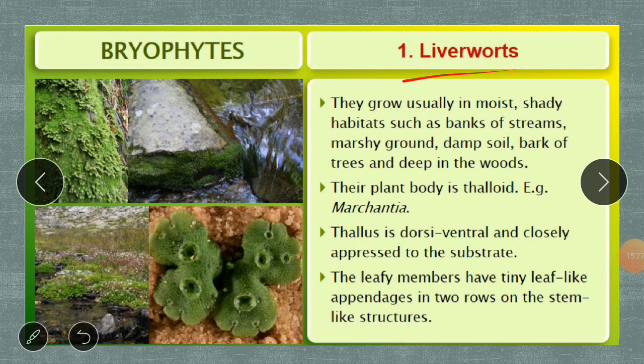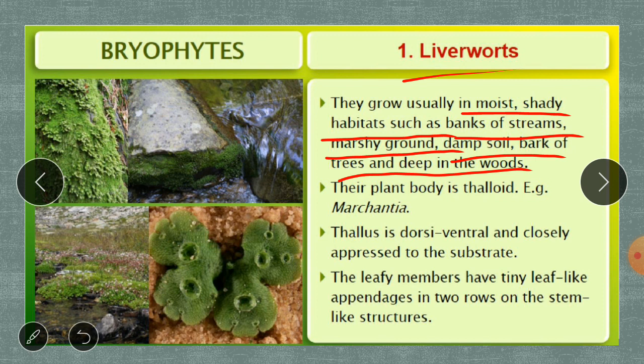So liverworts usually grow in moist, shady habitats such as the banks of streams, marshy grounds, damp soil, bark of trees and deep woods. They grow in moist and shady habitats. Then their plant body is thalloid. An example is Marchantia. This is an example of a thalloid body. This is a Marchantia.